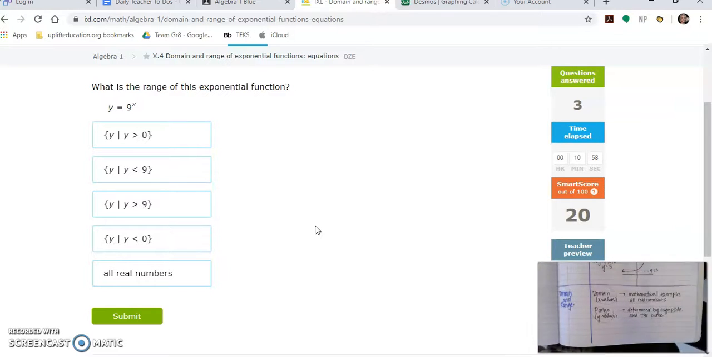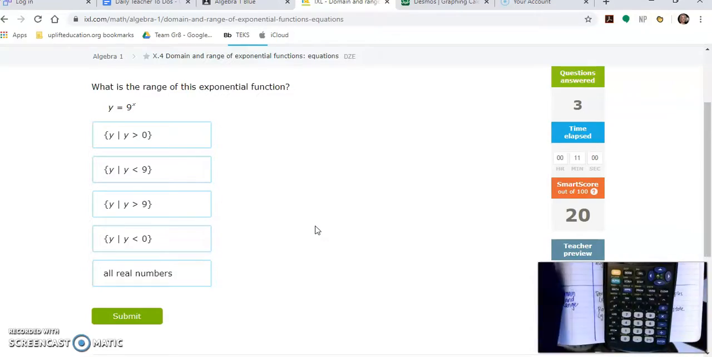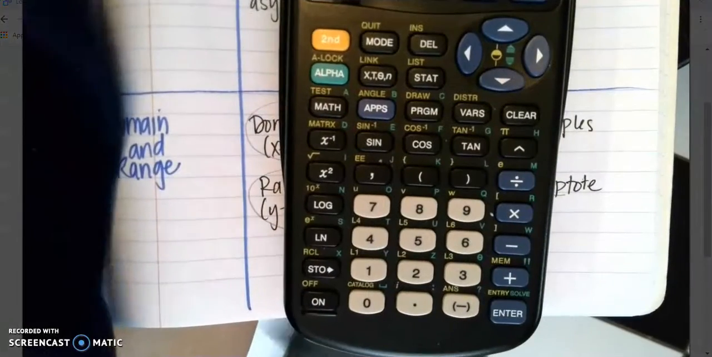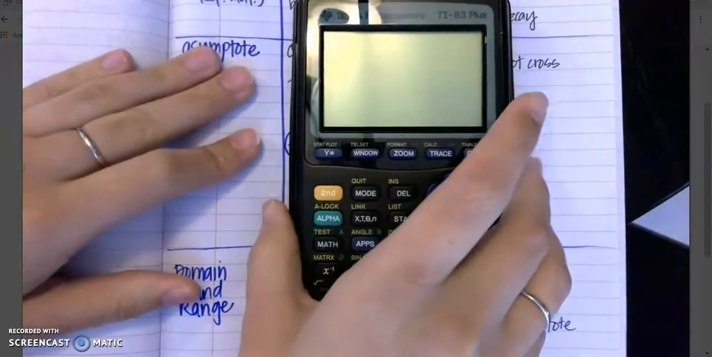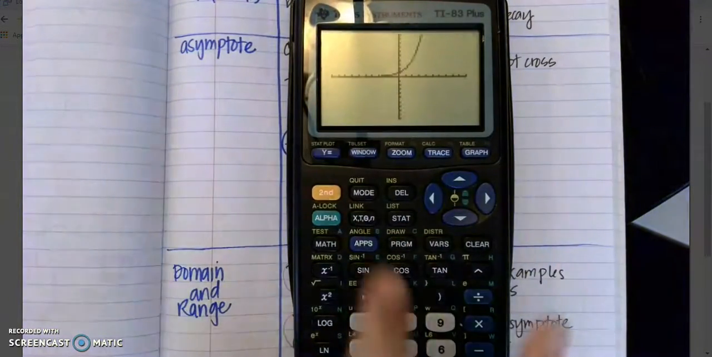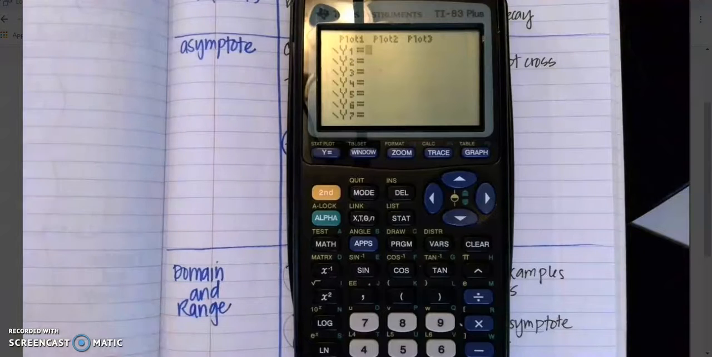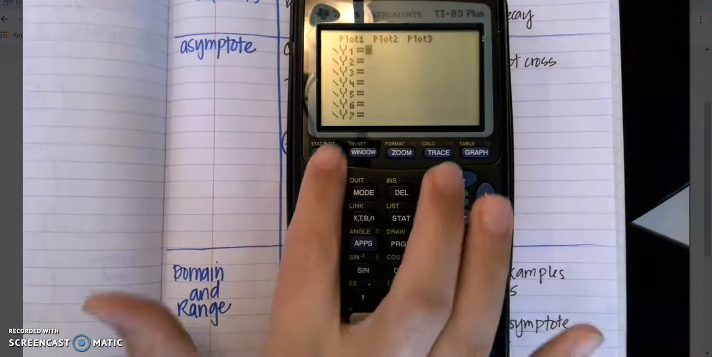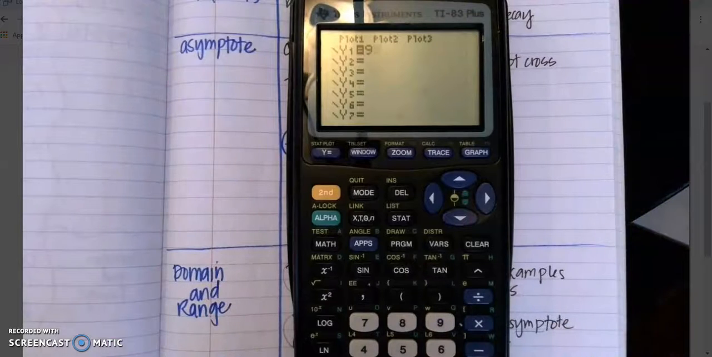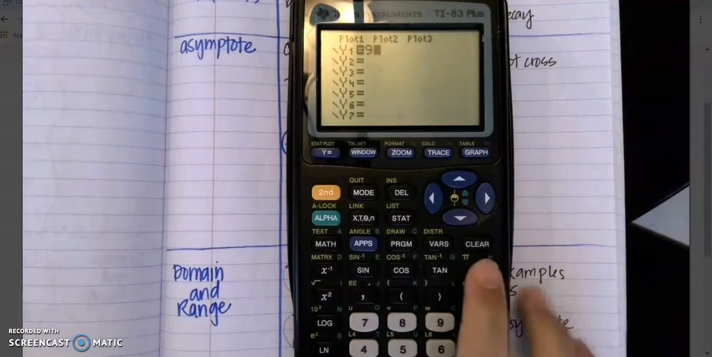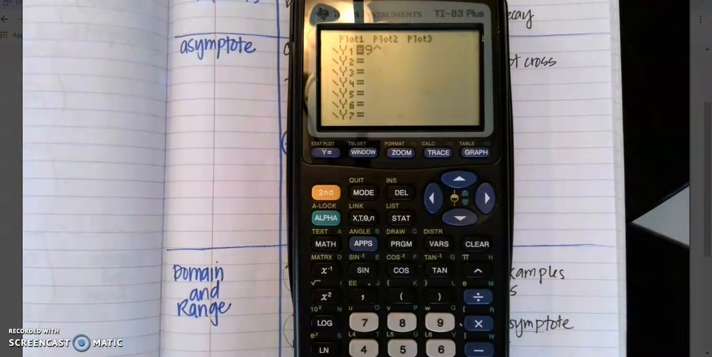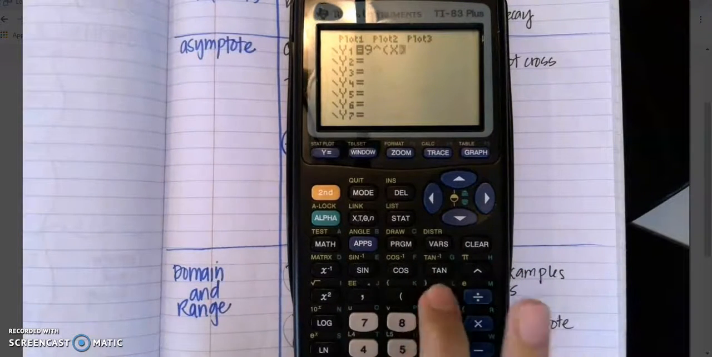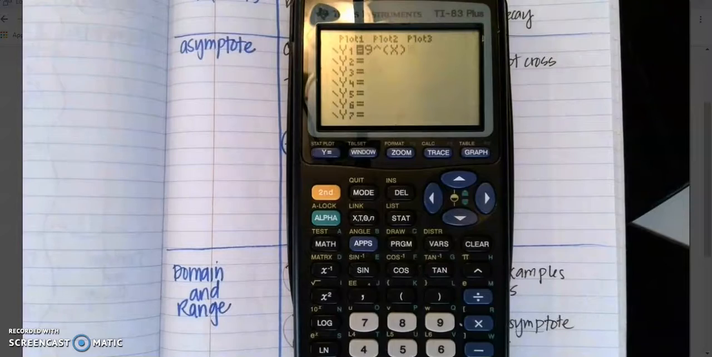If you have a graphing calculator in front of you, or one that you've checked out, I'll show you guys how to do this in the graphing calculator. If you don't, I've posted the Desmos link for you guys to work on. So, to graph y equals 9 to the x, you would go into y equals, and then the 9 to the power is going to come from the caret button right underneath clear. That gives you your exponents. And then you need to put x in parentheses. Y equals 9 to the x.